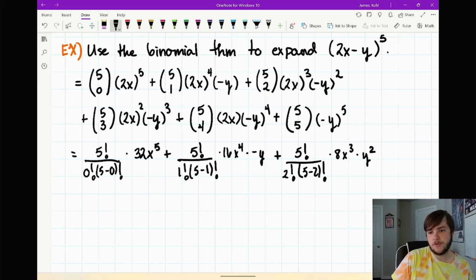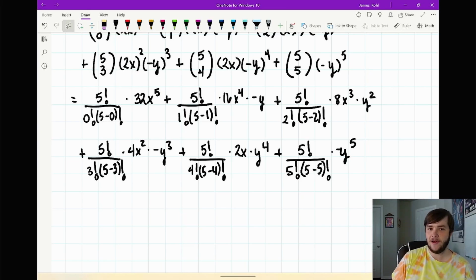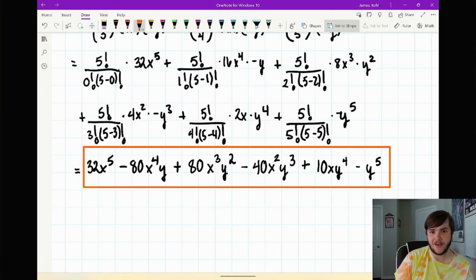Go ahead and pause the video here to see if you can perform the next step in the simplification on your own. Here are the terms that I got. Now, let's see if you can just do all that arithmetic. Go ahead and pause the video here and let it play a little bit longer to see the final answer. This is the answer that I found. Feel free to pause the video to look over my work.